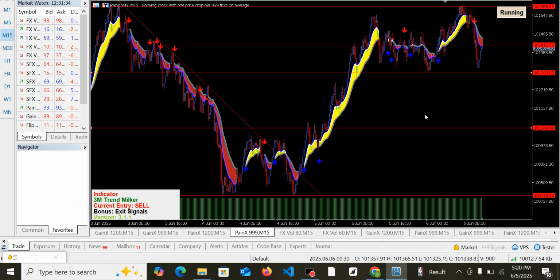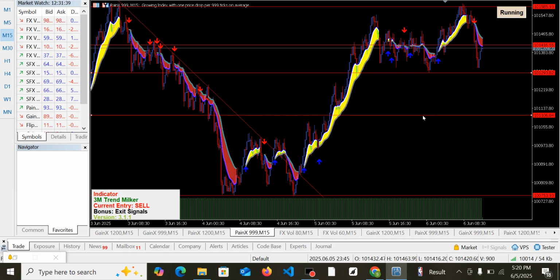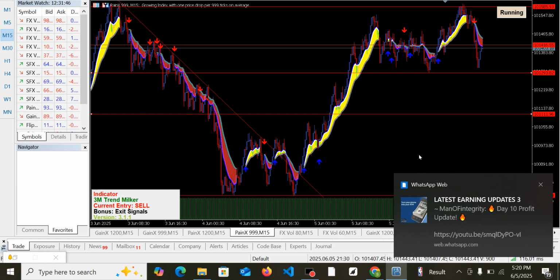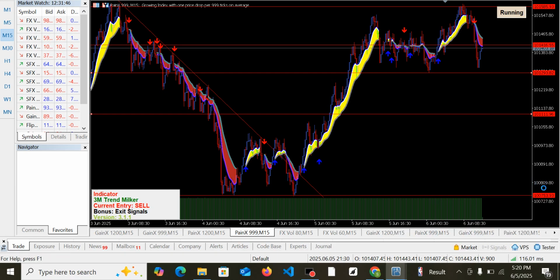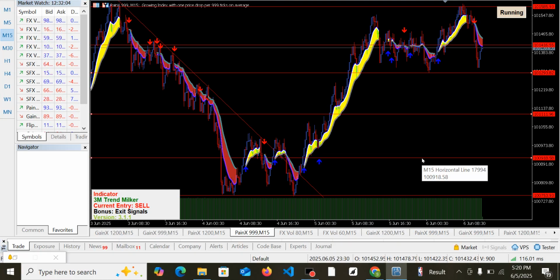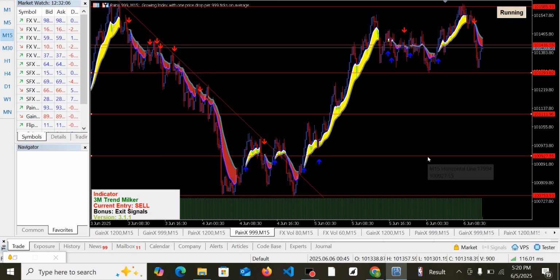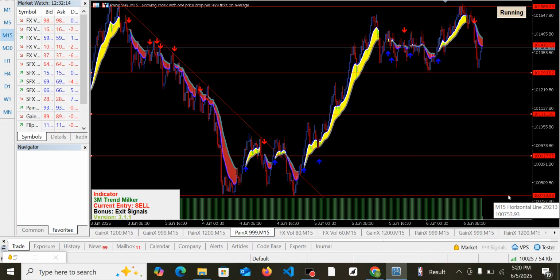So if it sells from here, we expect it to get to this region first. So this should be your first TP, and of course, your next TP should be around here. Let's wait for it. Sorry about that. Your next TP should be somewhere here. So if it breaks up from here, then it should be getting to this region. So this is like a 3 TPs trading opportunity for you guys.